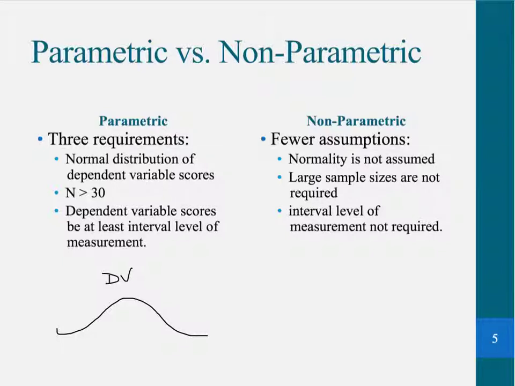Non-parametric statistics often have fewer assumptions. As a consequence, they have to be a little bit more conservative. The t-critical values often move up and get higher in order to make it harder for us to reject the null hypothesis. So when we have a non-parametric statistic, normality is not usually assumed, so that means you could have a skewed distribution. Large sample sizes are not required, so you could have smaller samples of n equals 10, n equals 20, and you could have dependent variables that are not interval level of measurement. So in a t-test, what that means is that an ordinal level of measurement is commonly used.